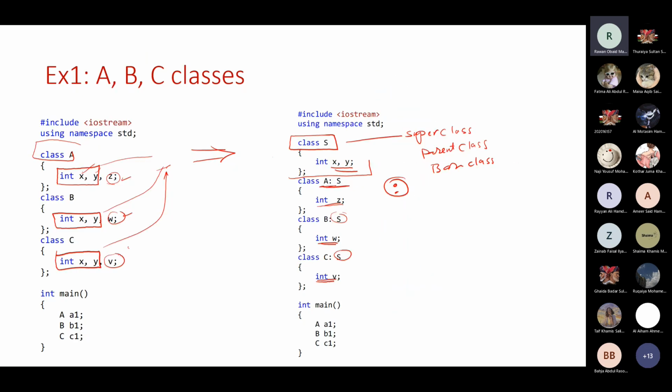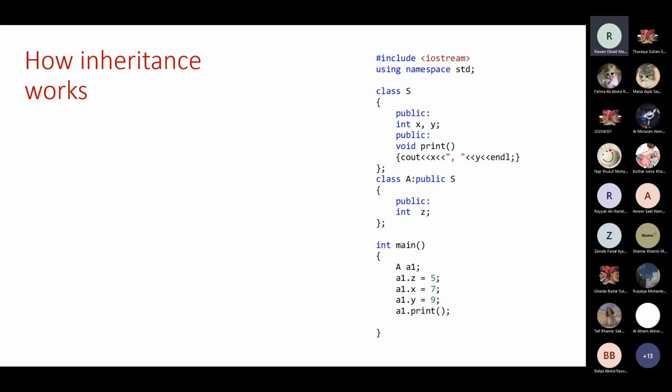Now, the advantage here: if I want, for example, to change X to be X1, then in the first case I have to change X1 here, change it here, and change it here. While in the second case, it's enough to change it here, and the change will be reflected in all other classes. That's how inheritance works.